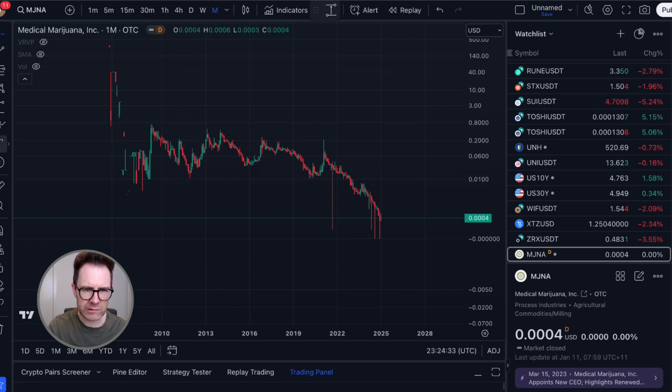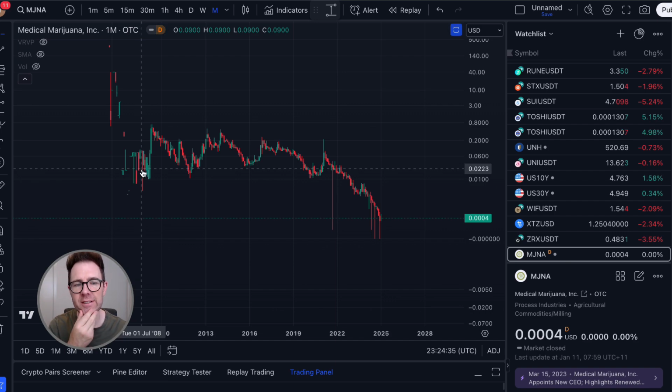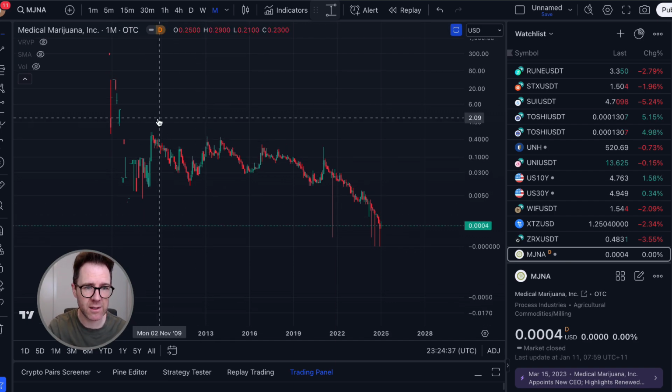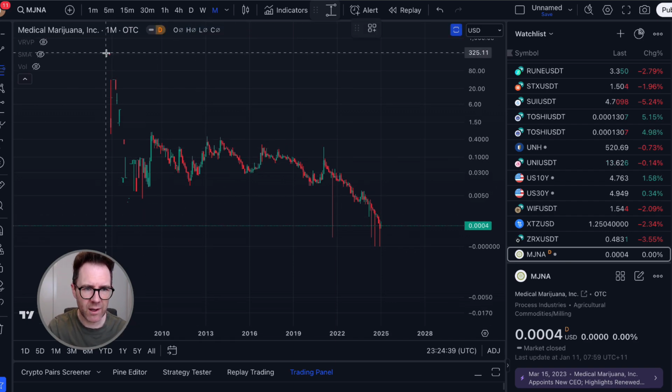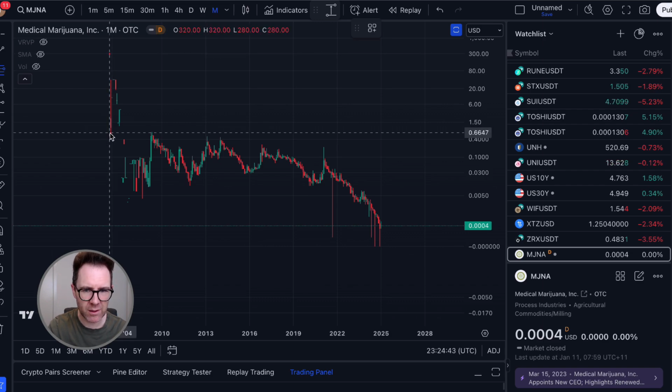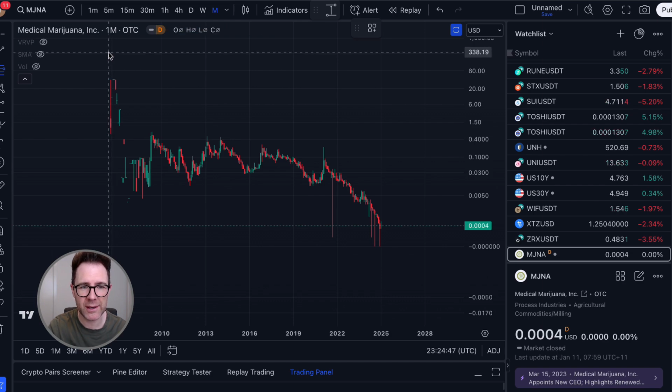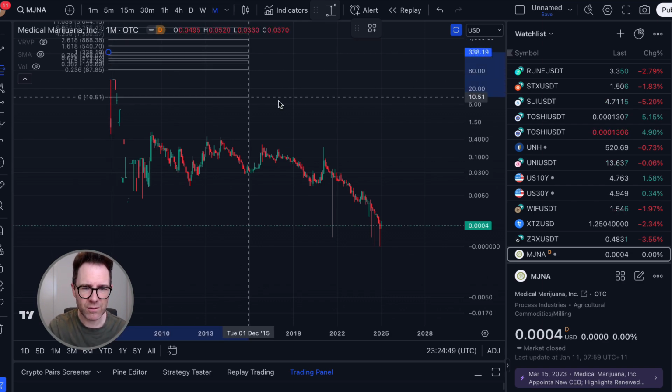I'll do Fibonacci first to see if this lines up with anything. Let's quickly do that. So I'll take the high. Wow. Now this is the opening price on the OTC. It opened there, 66 cents to $325. My God. All right, let's take it roughly from there.